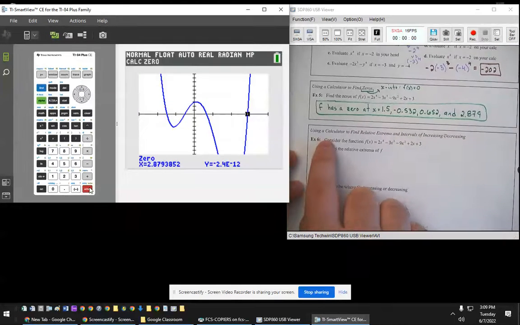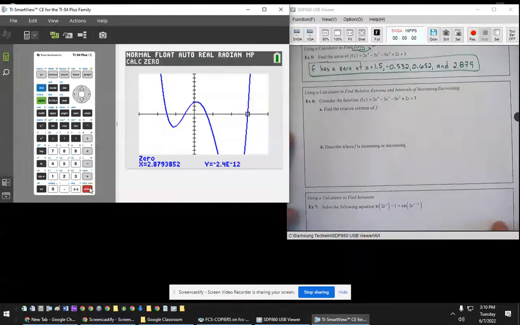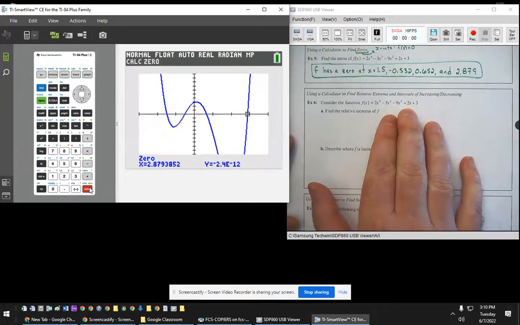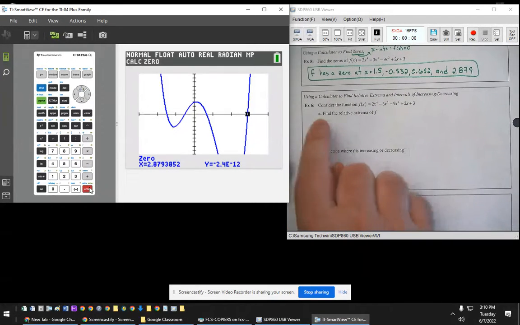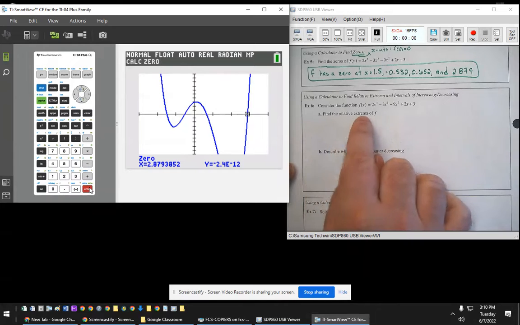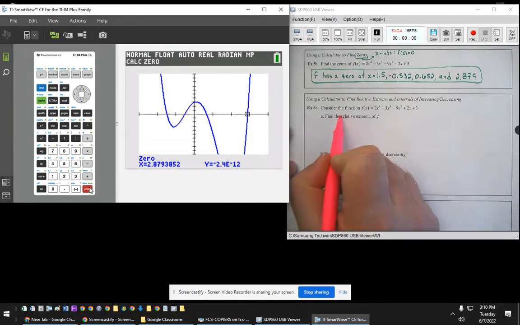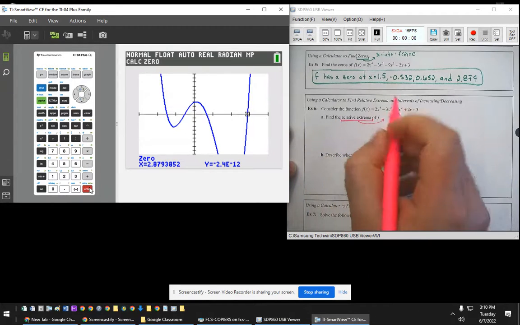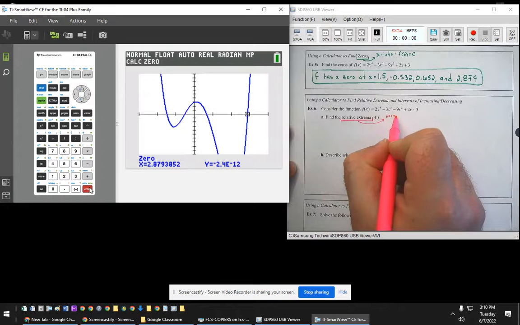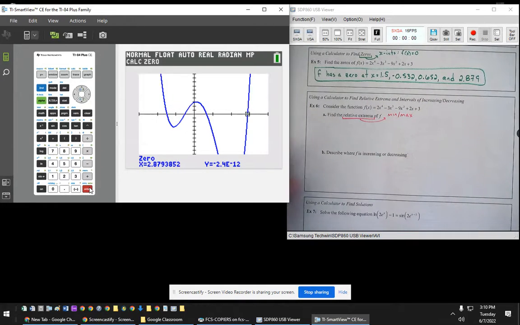Using a calculator to find relative extrema and intervals of increasing and decreasing. So here's our function. Now, luckily, it's the same function that we just typed in, so we don't have to find it again or retype it in. Find the relative extrema. Now, relative extrema means mins and maxes. So it's the high points and the low points.